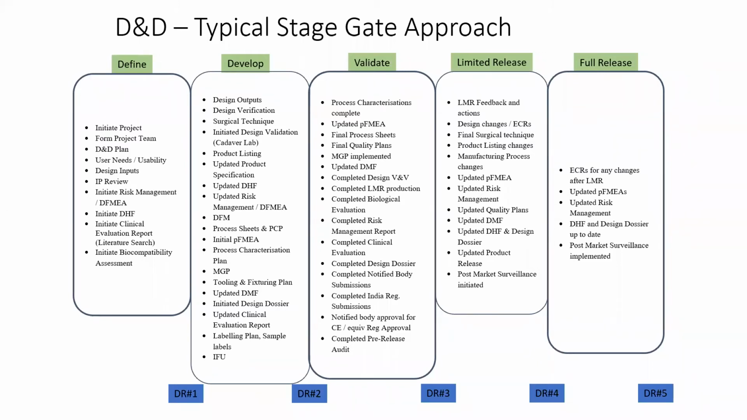So you have design review one, which is define to develop. And once all development activities are complete and all design outputs are ready, design review two to move from the develop stage to the validate stage. And then once all validation work, all safety testing, everything is completed, design review three to be able to have the first clinical use for the device or the product. And then design review four, once the limited use results are fine, and moving on to a full commercial launch.